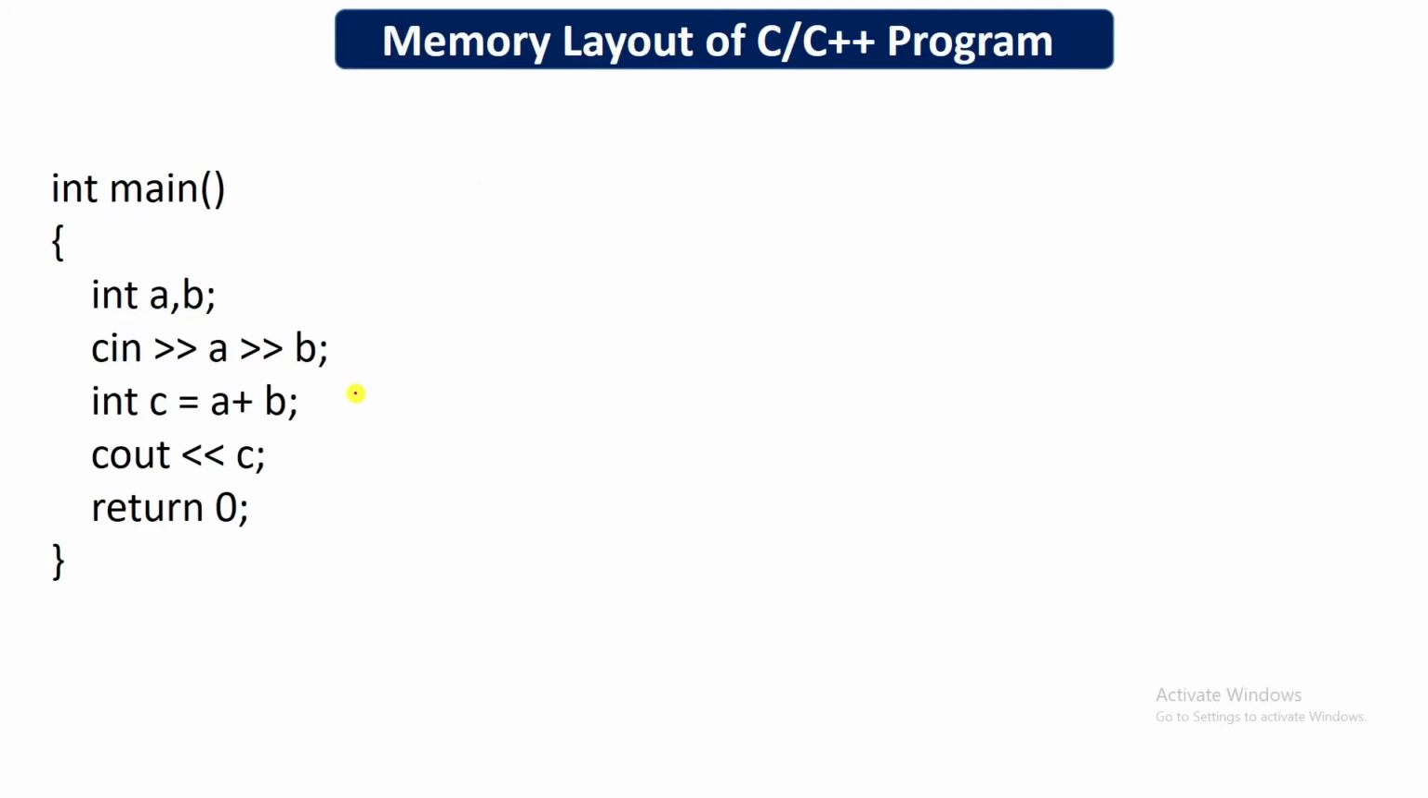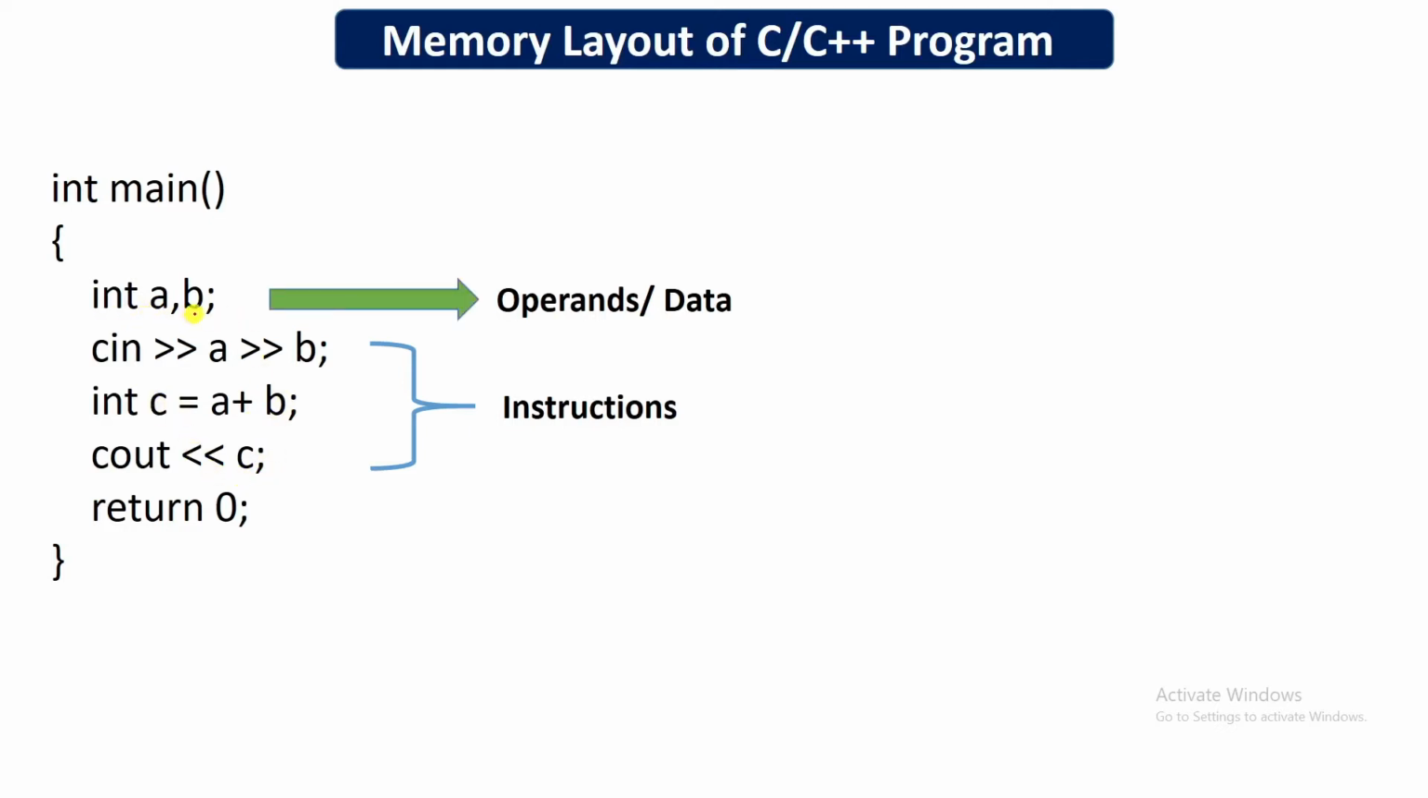So let's start. In this example we have the main function and the variables a and b. These are the input instruction, then we are adding these numbers, then we are printing, and then we are returning. So in a program we have the instructions, and we have the data or the operands on which our instructions work. These are the instructions like taking the input from the user, adding the numbers and storing the result inside a third variable, then printing the result. And a and b are the operands, or the data on which our instructions will work.